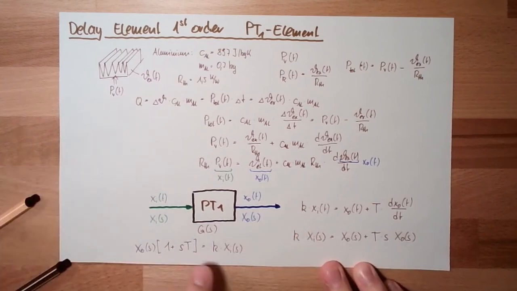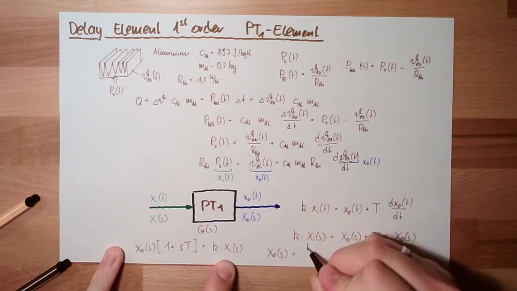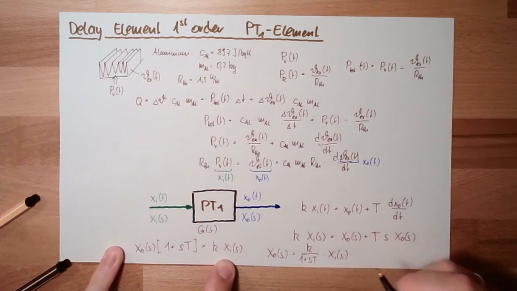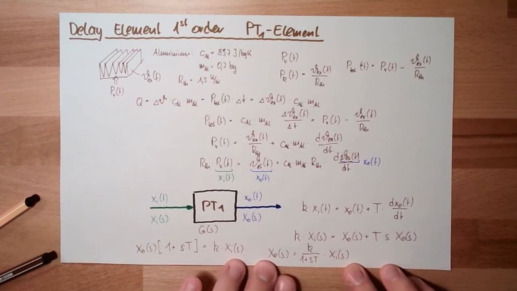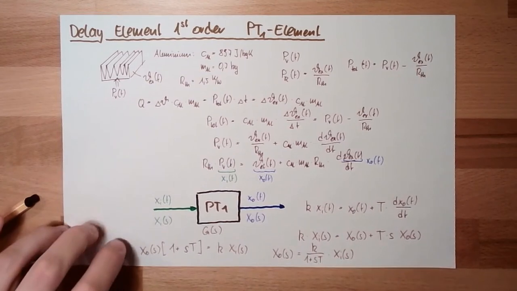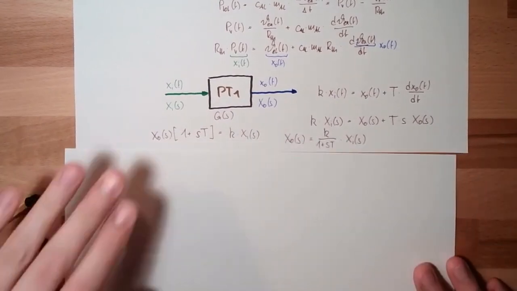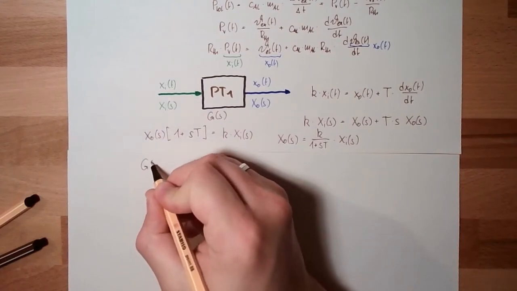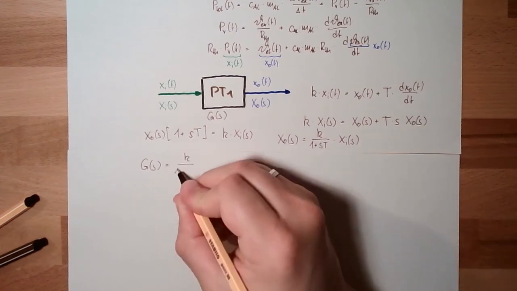Now I just have to bring this to the other side, and suddenly there's written XO from S is K divided by 1 plus ST multiplied by XI from S. Okay. This is the function for the delay element, first order PT1 element. Now, what is the transfer function G from S? It is of course this part here, K divided by 1 plus ST.